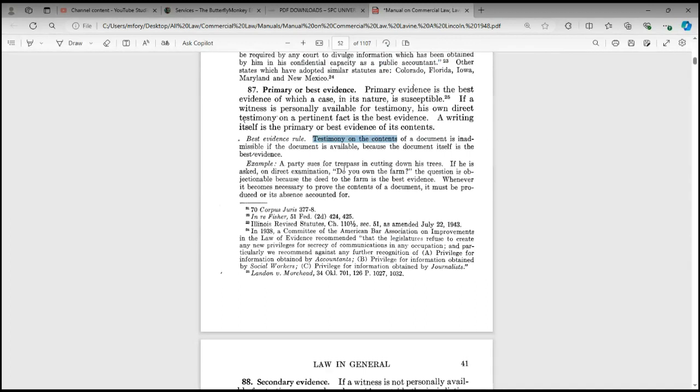A party sues for trespassing and cutting down his trees. If he is asked on direct examination, do you own the farm? The question is objectionable because the deed to the farm is the best evidence. Whenever it becomes necessary to prove the contents of a document, it must be produced or its absence accounted for.